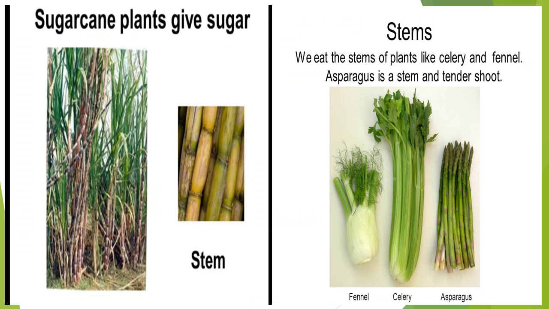Now this one is a sugarcane, from which we get sugar and jaggery. Sugar means shakkar, jaggery means gud. So from this juice we can make sugar and jaggery, and the juice of sugarcane is so sweet and yummy also. And now this one is celery, fennel, asparagus, all these are stems. And tender shoot. Tender shoot means a very young plant, a new part growing on a plant. Okay, now the next one.